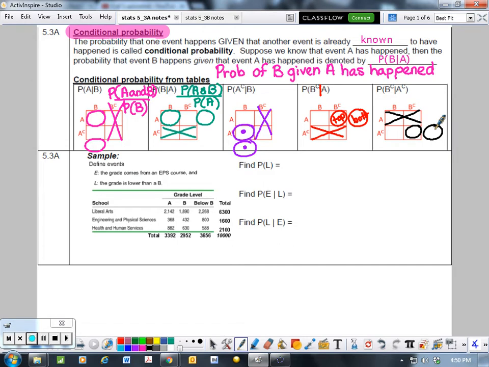So now we're going to see this thrown into our mix along with all the other probabilities we've been working with, because they're not going to just go away. We still have to look at them. So we have a sample problem. We have the events, E, which is the grade that comes from an EPS course, and L, the grade is lower than a B.